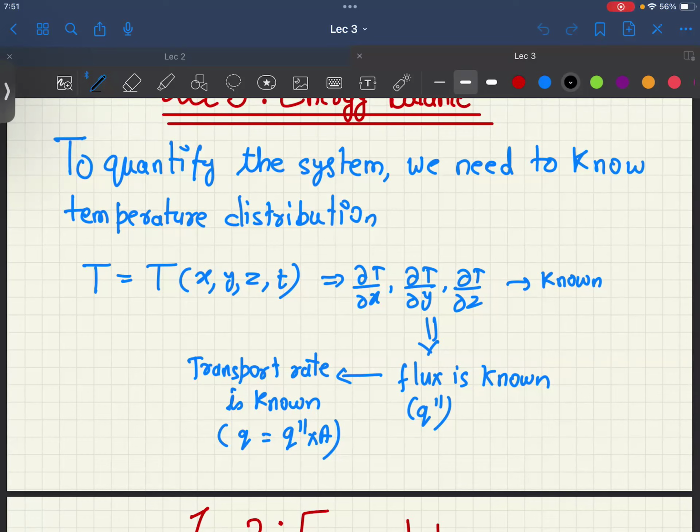That is what is called the temperature distribution. dT/dx is called the temperature distribution. Now for finding the temperature distribution we need to write an energy balance, that is, how much amount of energy is coming in, how much amount of energy is going out, how much heat transfer is happening, and so on and so forth.